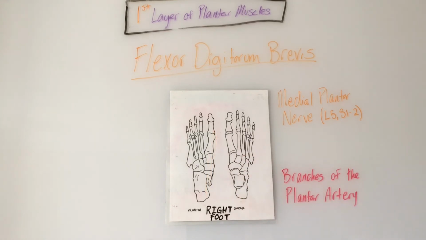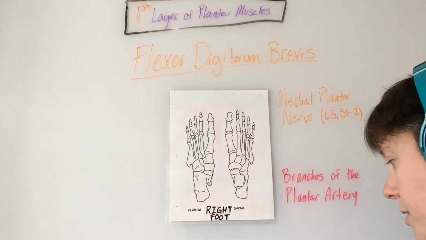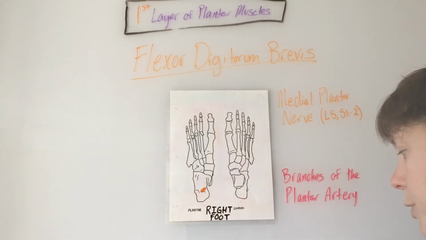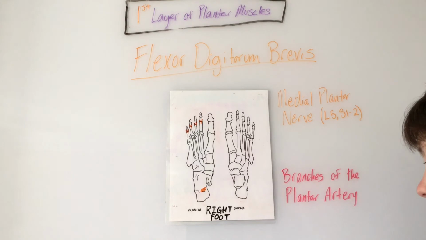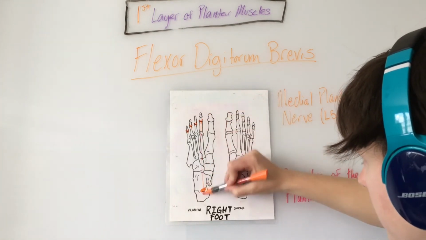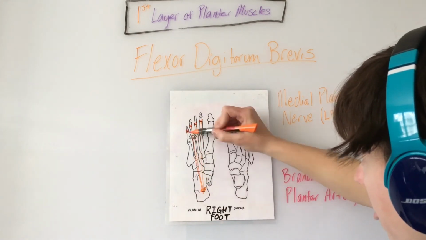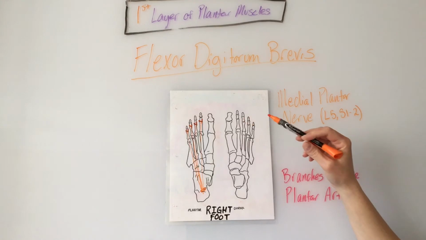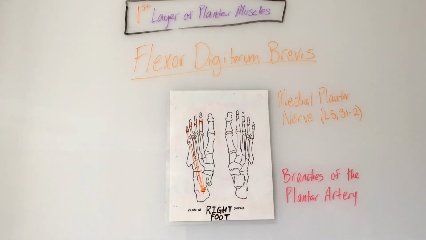The flexor digitorum brevis originates on the calcaneal tuberosity on the medial process and central plantar aponeurosis. It inserts on the sides of the bases of the middle phalanges of the lesser four digits. It is innervated by the medial plantar nerve L5, S1, and 2. Blood supply provided by the branches of the plantar artery, and it flexes the PIPs of the four lesser digits.